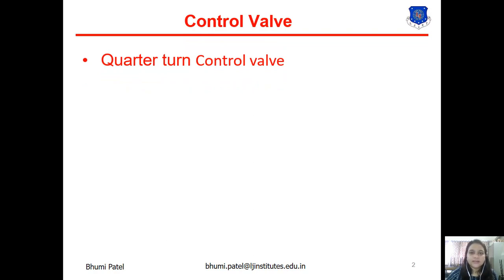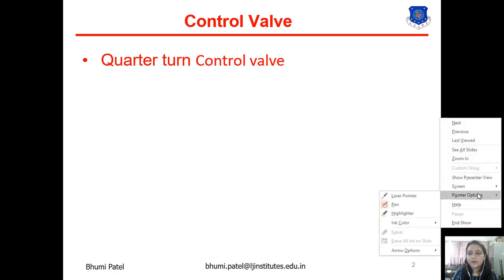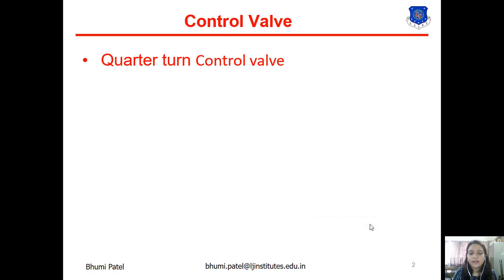In the last session, we studied different types of linear control valve. And what is the linear control valve? The type of linear control valve is the globe valve. We have different types of globe valve: single seated globe valve, double seated globe valve, and three-way globe valve. So this is the linear control valve.